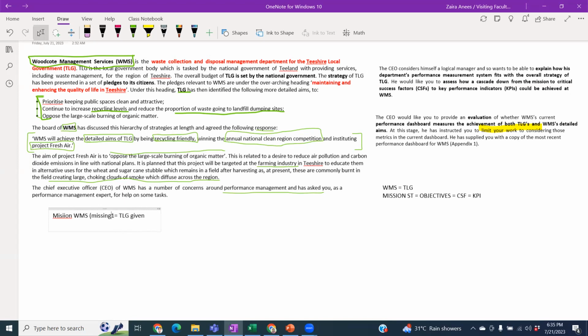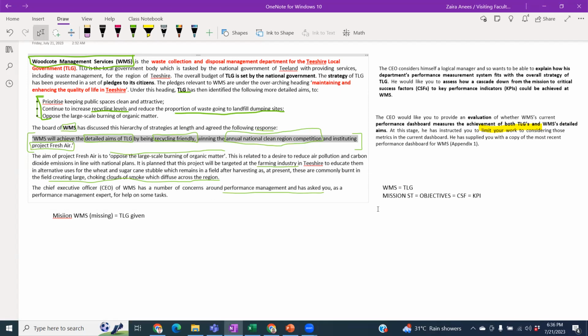And that's a tricky point, because there are students who have considered this to be a mission statement. This is not the mission statement, this is the objective. The second one, this part, is also an objective. These are the objectives. So the mission statement of WMS is missing here, so we cannot link it with TLG. The first point, the mission statement, is not given here.